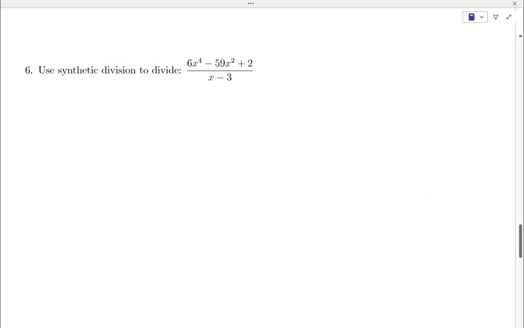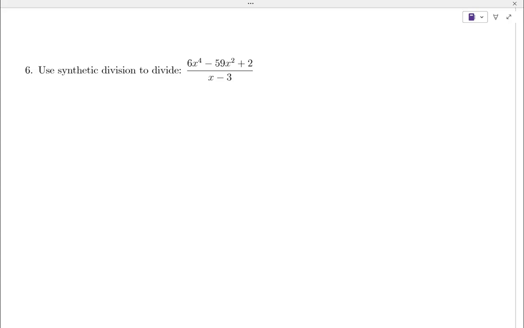This one's slightly different. We're going to do lots of these problems, by the way. We're going to have plenty of practice with synthetic division, using it in the context of doing other problems. We've got a 6x to the 4th, a minus 59x squared, and a plus 2. You should notice something different about that numerator. What's missing? The x cubed and the x, right?